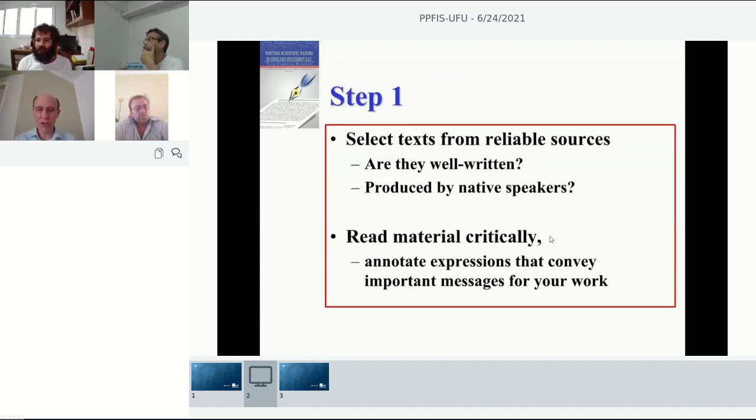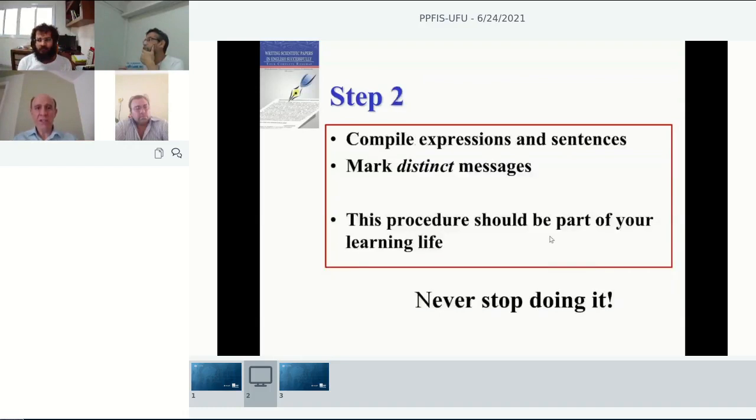You can cut and paste and use different colors for the parts where you say, oh, this is an expression I can use again, or part of a sentence that you're not going to use in another subject, which is your own subject. So you have to compile those expressions and sentences and mark the distinct messages, which means you have to somehow index. Otherwise, you have a pile of sentences and expressions, and when you need to retrieve them, you won't find them.